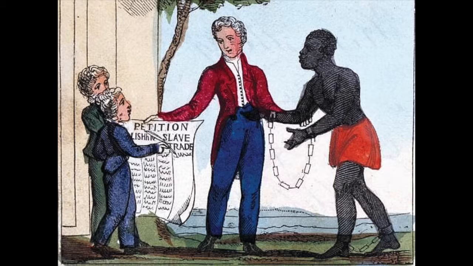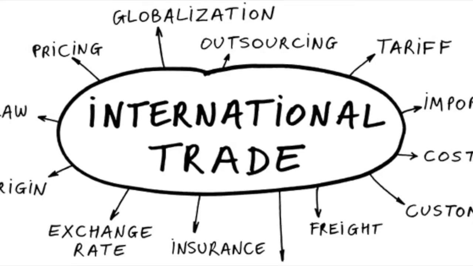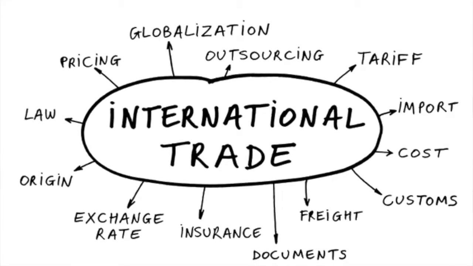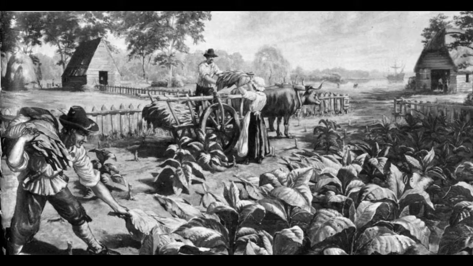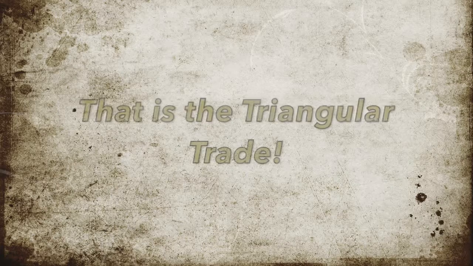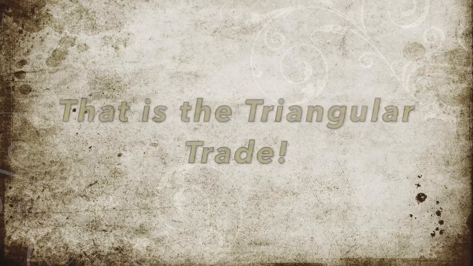The triangular trade helped ignite abolishment of slavery due to its harsh treatment of Africans. It also sparked centuries of prosperous international trade and revenue. Various crops and goods were introduced to many different parts of the world. And that is the triangular trade.